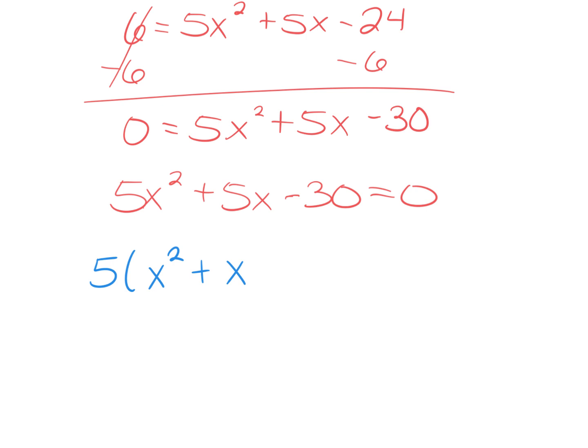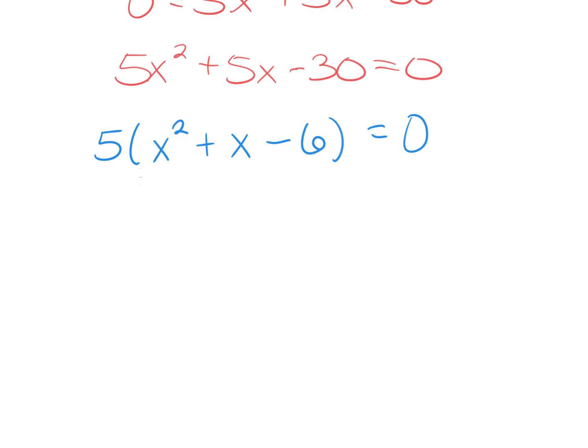I mean 6. Oh, good catch. Negative 30 divided by 5 is 6. Sometimes you do math all day and your brain's not working anymore. Okay, are we in factored form yet? Can we factor that further? Negative 6. What are factors of negative 6? 1 and 6. 2 and 3. Which ones get us to 1? 2 and 3. Do we need to change them? Negative 2. Good.